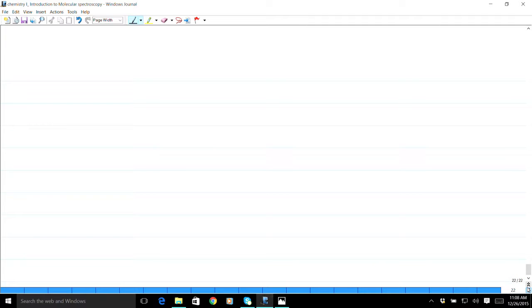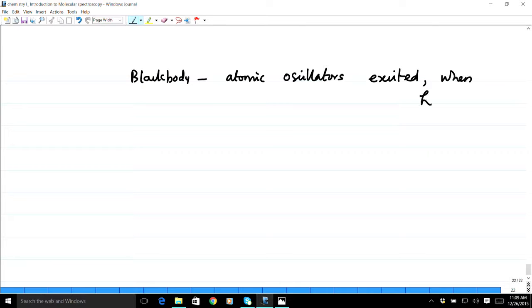and he came up with the idea that the black body has atomic oscillators which get excited when the temperature is increased, that is, when it is heated, and the oscillators are in thermal equilibrium and they emit radiation, and the energy of the radiation that they emit is not arbitrary.